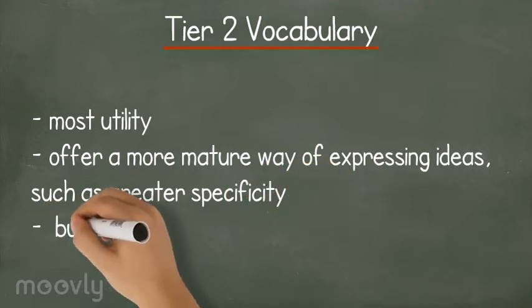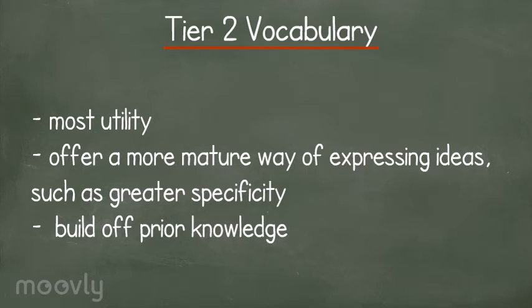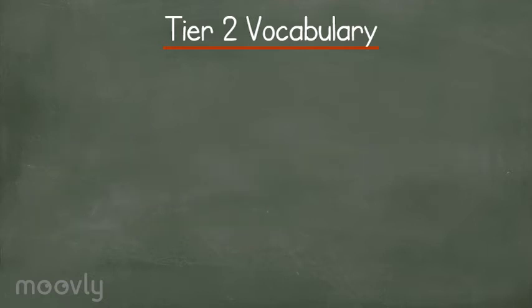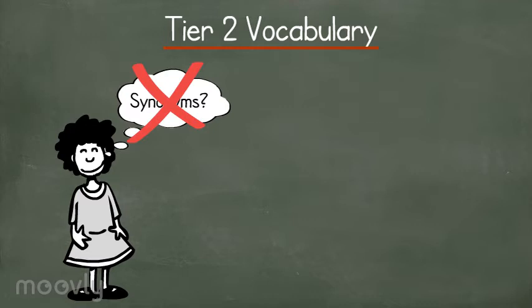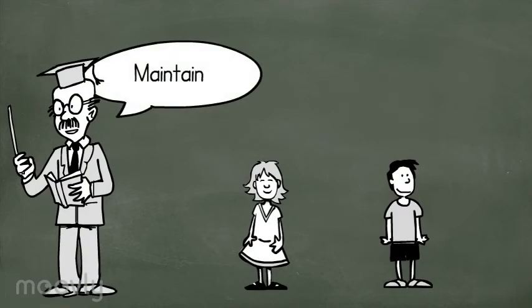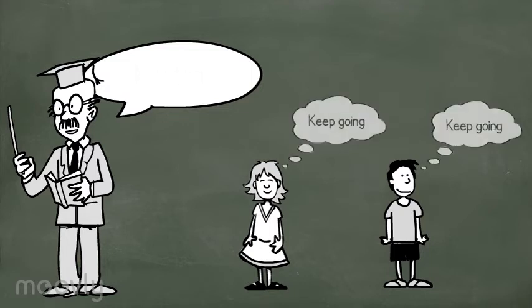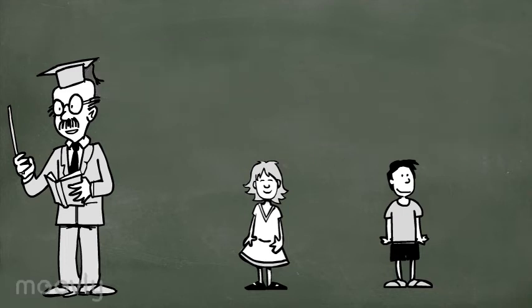Adding Tier 2 words to a student's vocabulary is productive because it allows the student to describe things and situations with greater specificity. It takes concepts they're already familiar with and builds off of that prior knowledge. It is not simply introducing a synonym. Tier 2 words represent more accurate and complex forms of familiar concepts. For example, explicitly teaching the word maintain may build off the child's prior knowledge that maintain means something like keep going. Then, add that it actually means to keep something in its present condition or at its present level.